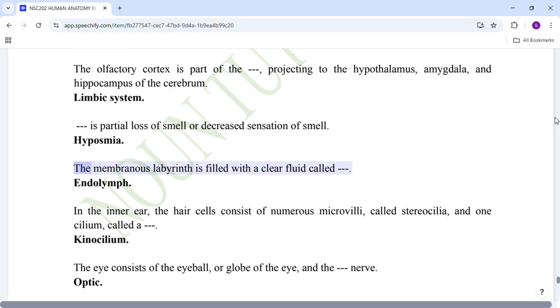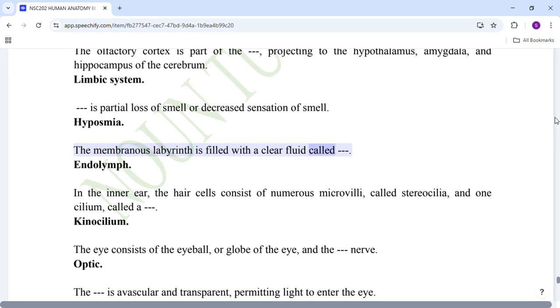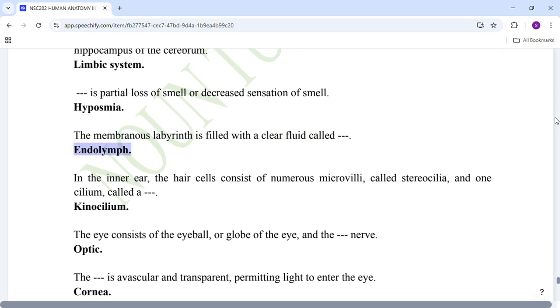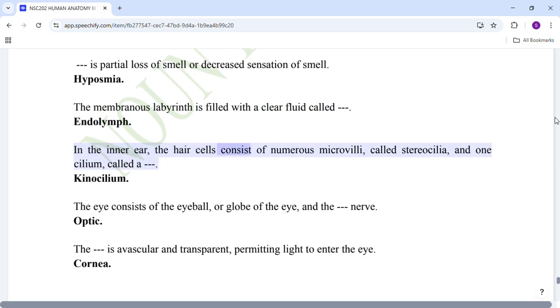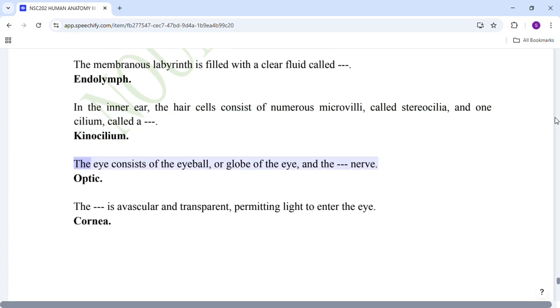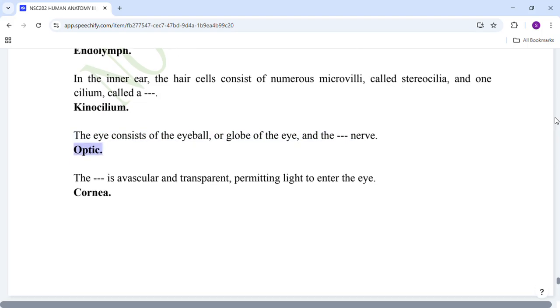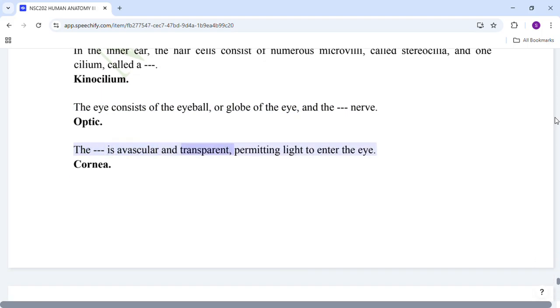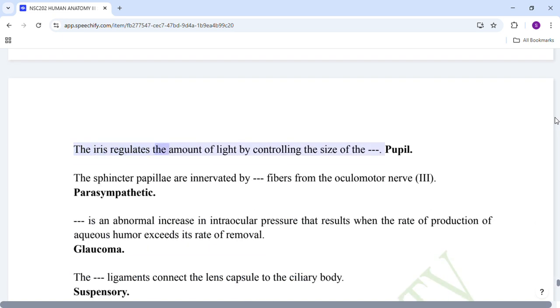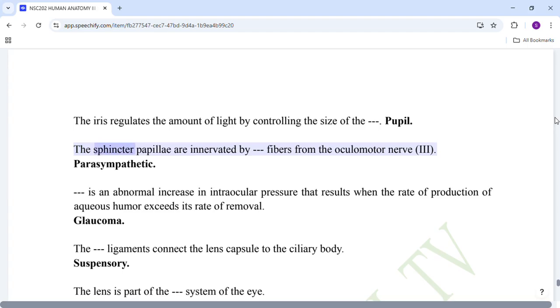Hyposmia. The membranous labyrinth is filled with a clear fluid called endolymph. In the inner ear, the hair cells consist of numerous microvilli, called stereocilia, and one cilium, called a kinocilium. The eye consists of the eyeball, or globe of the eye, and the optic nerve. Optic. The cornea is avascular and transparent, permitting light to enter the eye. Cornea. The iris regulates the amount of light by controlling the size of the pupil. The sphincter pupillae are innervated by fibers from the oculomotor nerve.